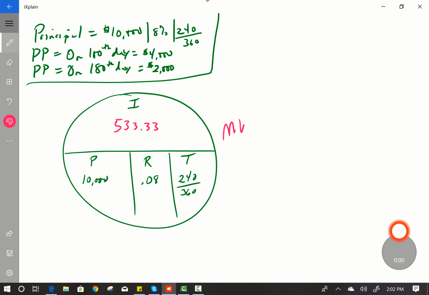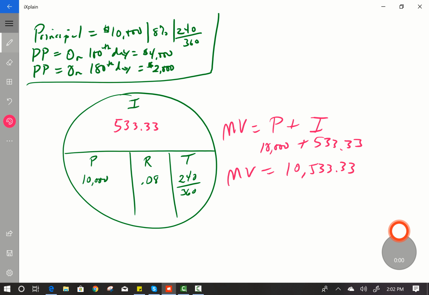Okay, maturity value is equal to the principal plus the interest. So that's 10,000 plus 533.33. So the maturity value is equal to $10,533.33. Okay, this is not part of the problem. I just want to show you what this looks like if you calculate this particular problem without any partial payments. We have a partial payment on the 100th day for $4,000 and one on the 180th day for $2,000.